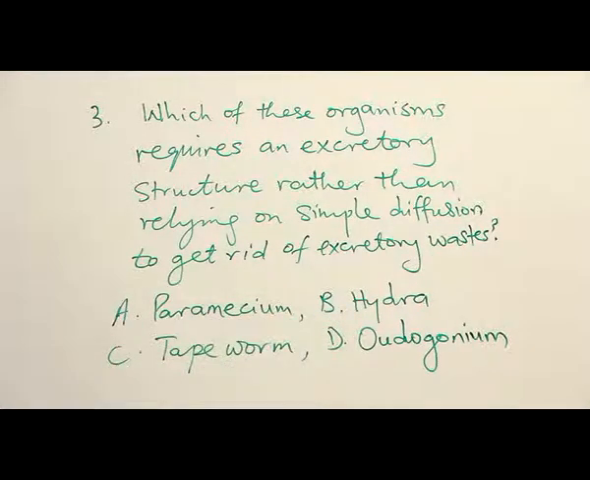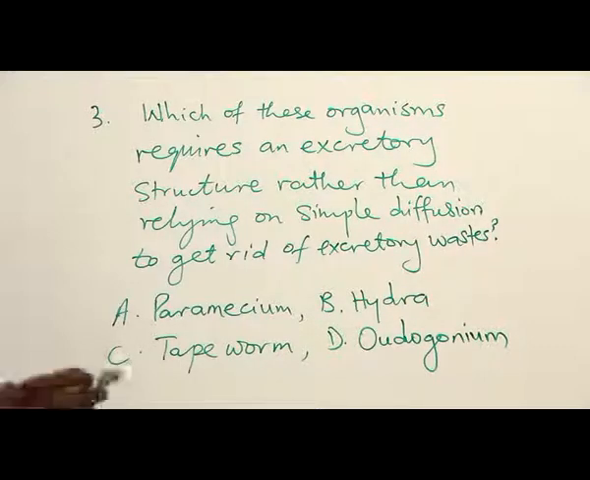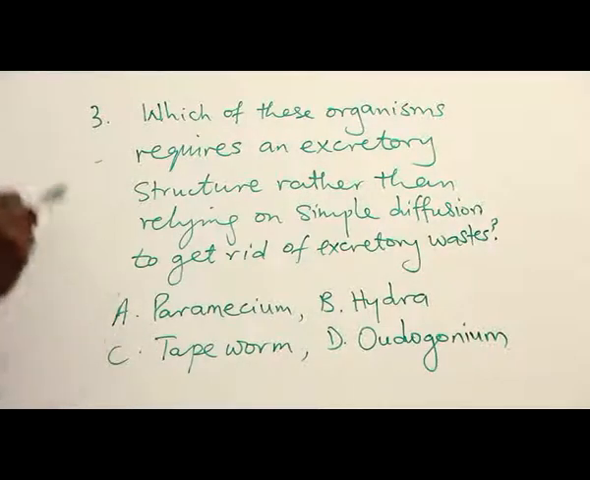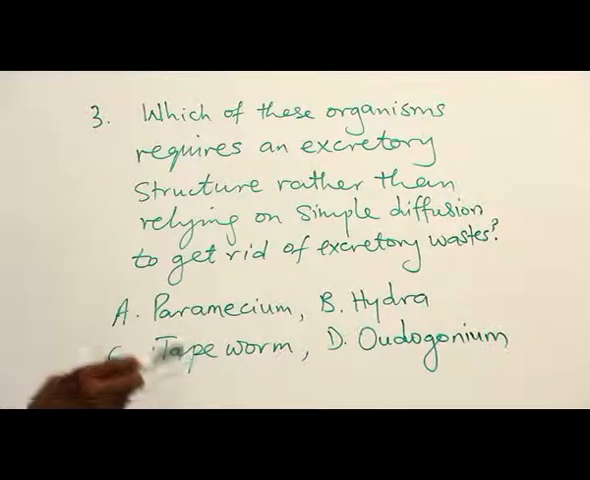Hydra exists at the tissue level. Oedogonium is just like our Spirogyra, cells that are linked to one another. But here we're talking about tapeworm with different structures. So this is of a more complex body. So the answer to question 3 is option C, tapeworm.